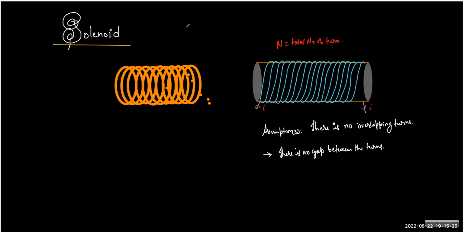The other thing that we define here is the cross-sectional radius and the length of the entire solenoid. And the last thing that we define is small n, which is the number of turns per unit length. Number of turns per unit length. Mathematically it is connected as N upon L.